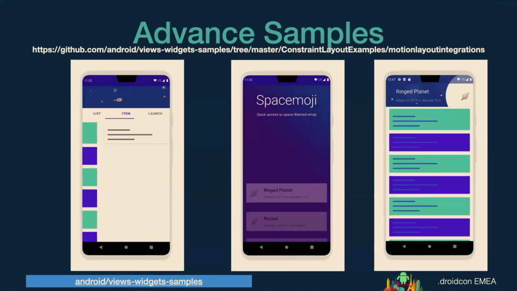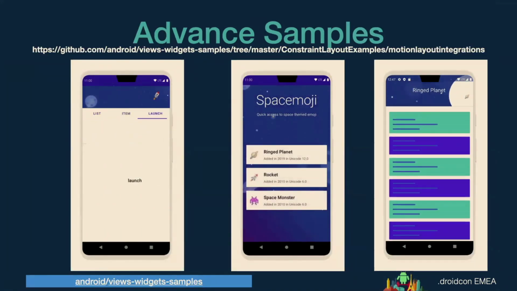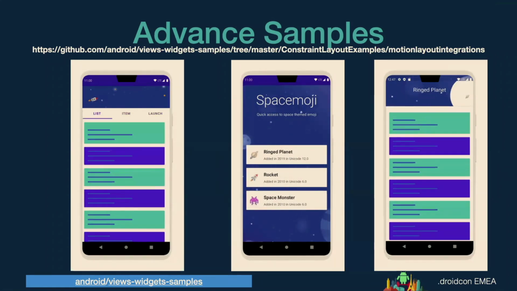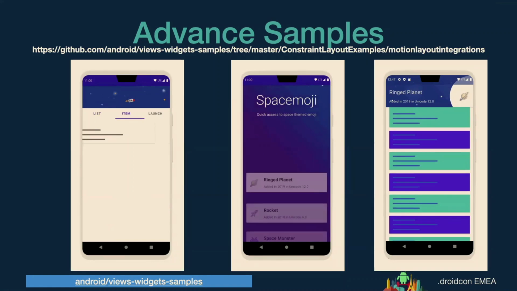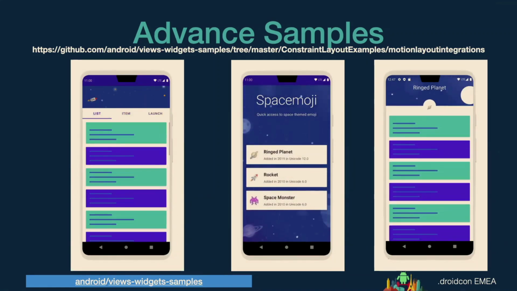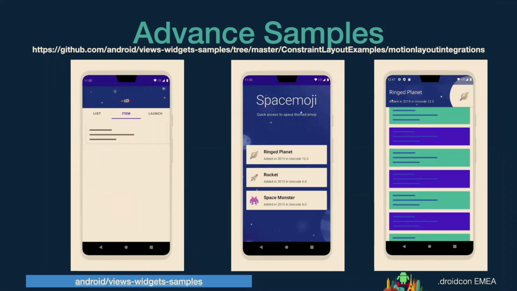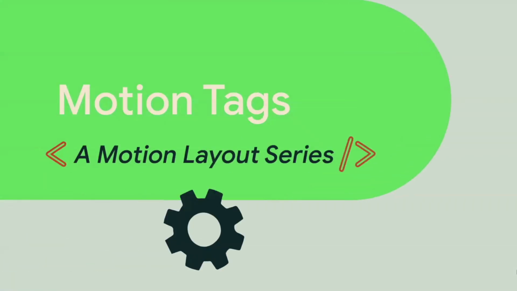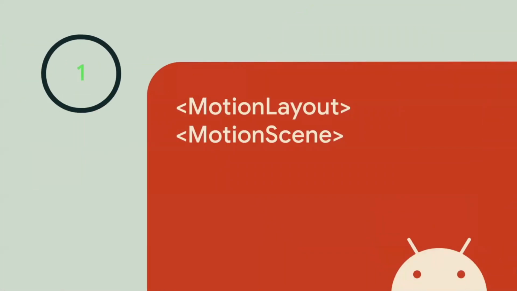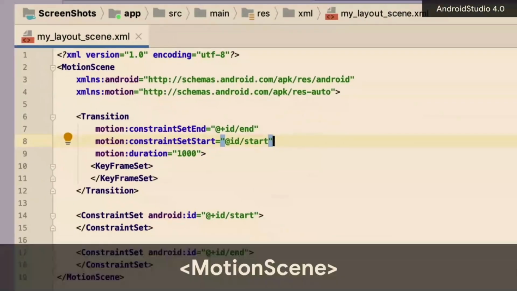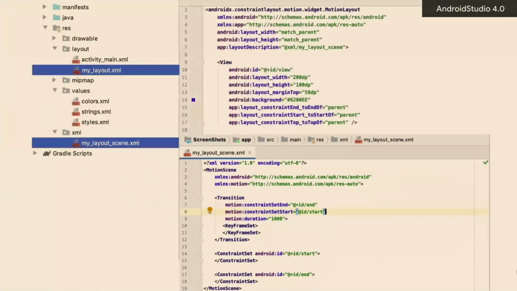We also have a lot of advanced samples, and here's an example of this. This is the latest one. You can see it's very sophisticated, and you could actually look at the code and see how they did it, which is kind of neat. The other thing that we have recently is the motion tag series, and this is sort of like a highlight reel from it.